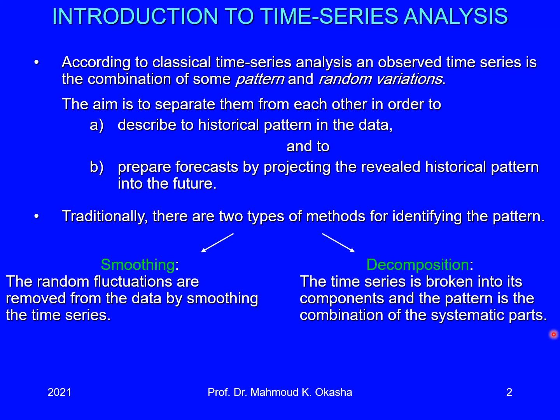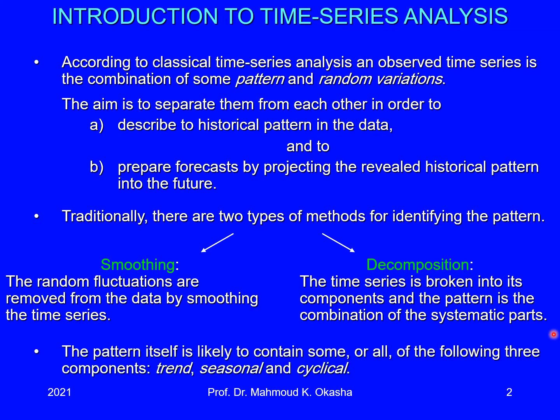But in the decomposition method, the time series is broken into its components, and the pattern is the combination of the systematic parts. So we have some systematic components here. We want to break the series into its main components and keep the random fluctuation aside. But the systematic components, we want to get them out from this time series.